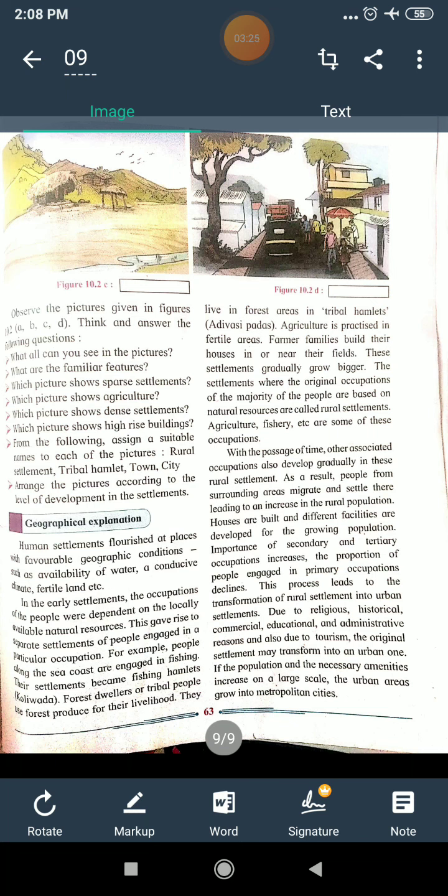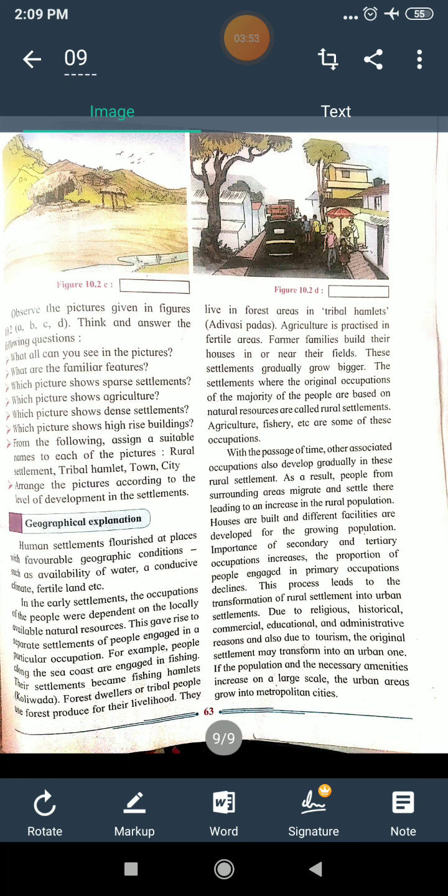So depending on the occupation, people started settling in that place. Depending on that particular occupation, people started settling accordingly. This gave rise to separate settlements depending on the occupation. For example, if you go near the coastal areas, which natural resource is available there? Water, right?